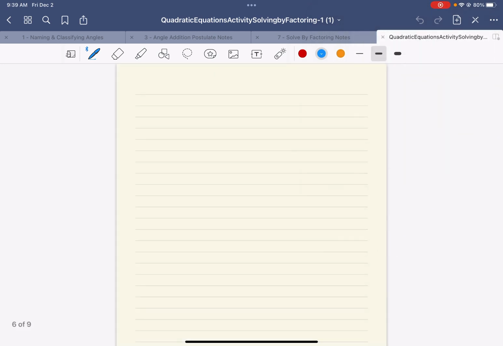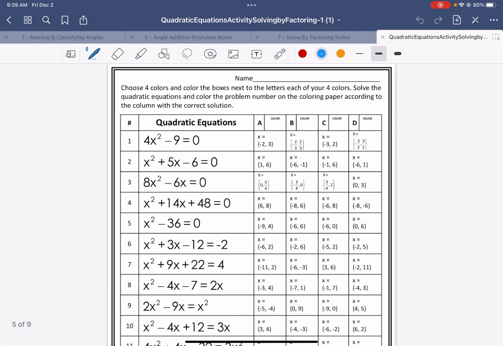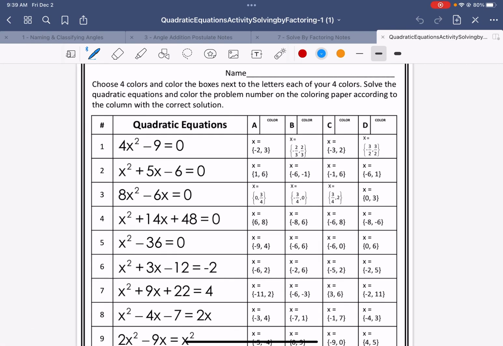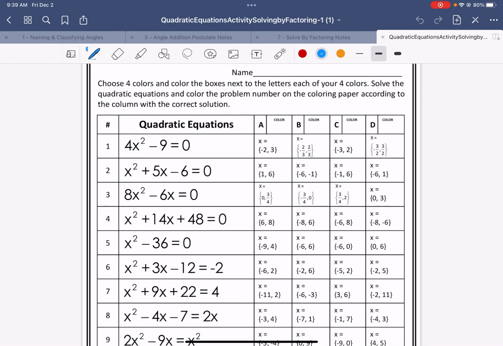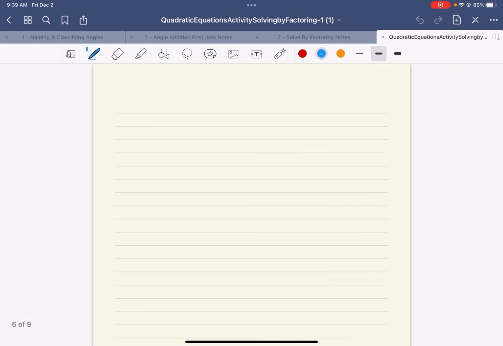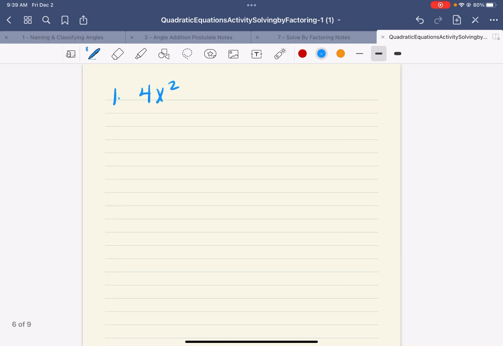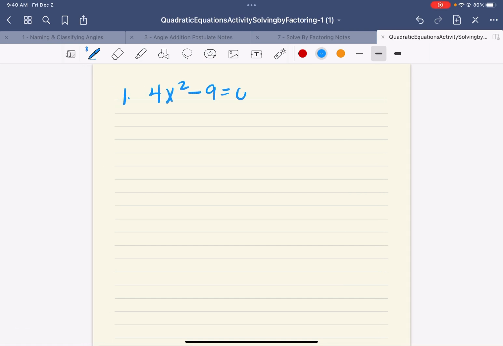Okay, so I'm going to go ahead and go over some of these problems with you. So go ahead and look at the paper from yesterday, and let's look at number 1. Number 1 says 4x squared minus 9 equals 0. So we're going to try number 1. Okay, so 4x squared minus 9 equals 0.